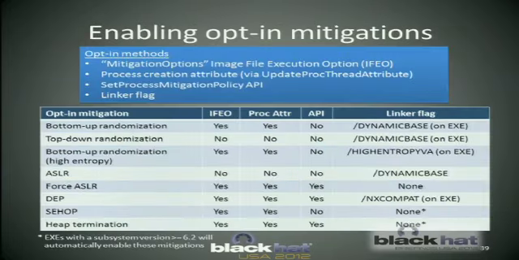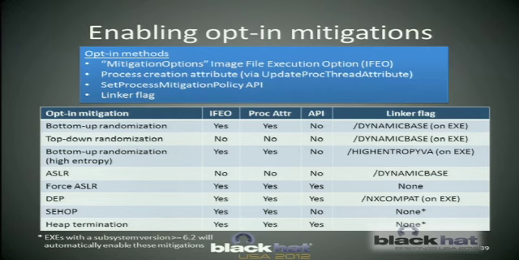In terms of how applications can actually turn these things on, we have a couple of different options. One is what's called the mitigation options image file execution option. This is essentially a registry value that you can set for your executable that will turn on these mitigations. This is something that can be used by an application developer themselves or by a system administrator to protect potentially legacy applications that they may not be able to get changes to.